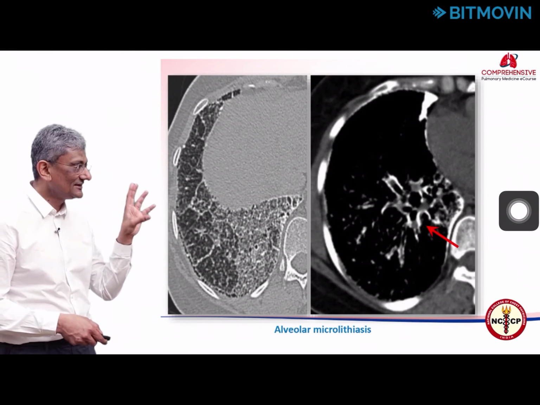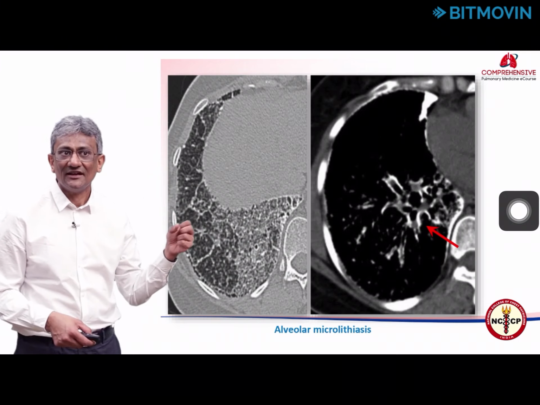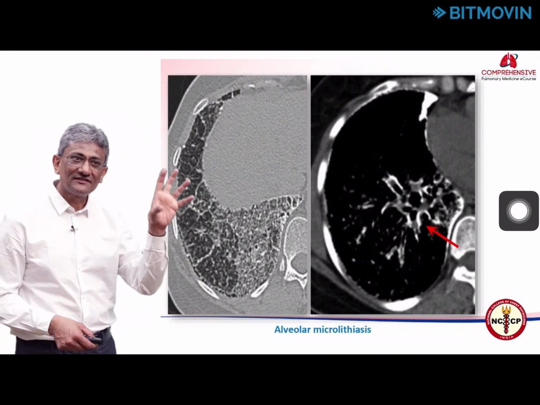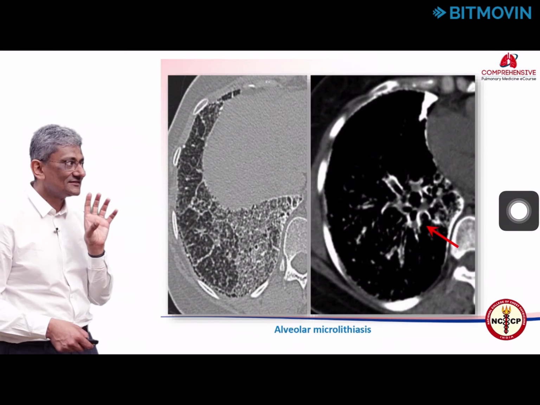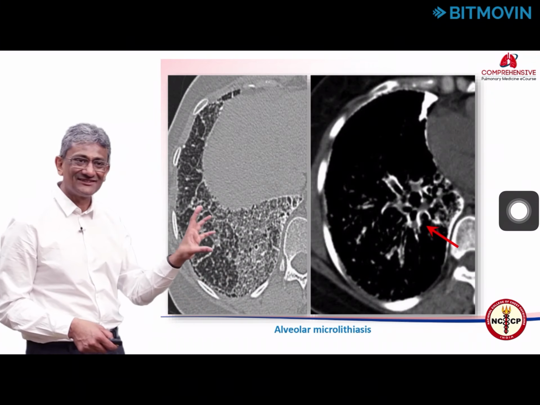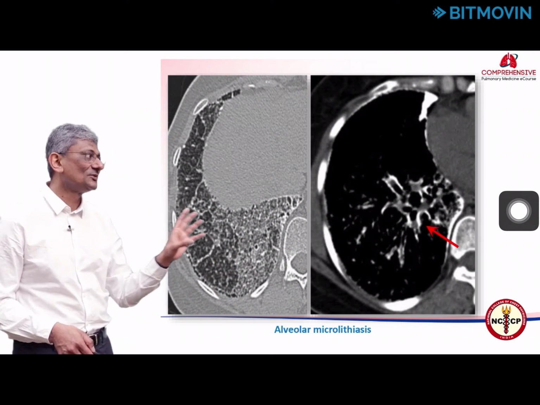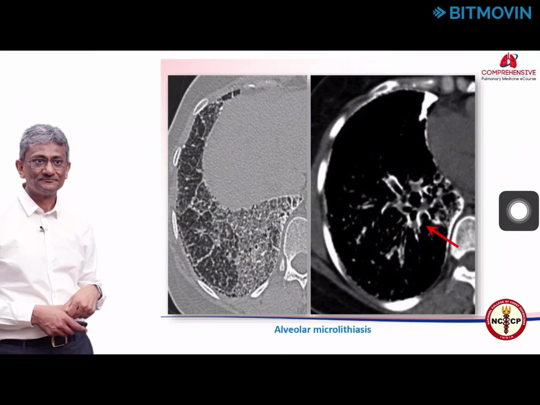Here is another slightly unusual and rare condition where we have a combination of ground glass and septal thickening that we see on the right. But this patient has diffuse subpleural ossification that is going into the interstitium, and you can see that along the bronchovascular bundles, and this is what is classically seen with alveolar microlithiasis.